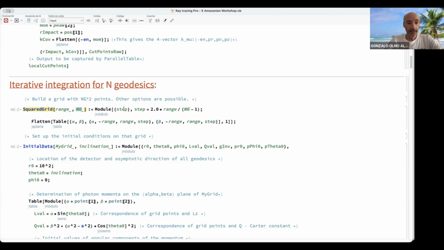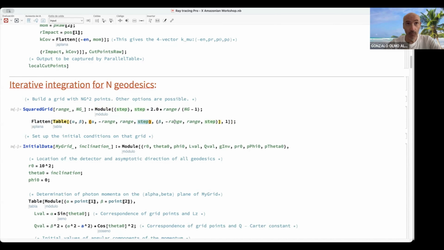Okay, and what we do simply is to define the step between pixels, and we build a table with alpha and beta, so that alpha goes from minus range to plus range in a number of steps, okay? And the same for beta. So it's a rectangular, Cartesian array of pixels, okay?